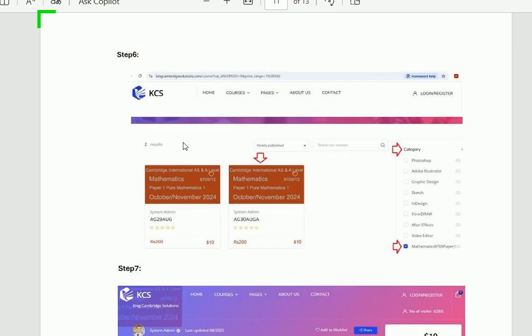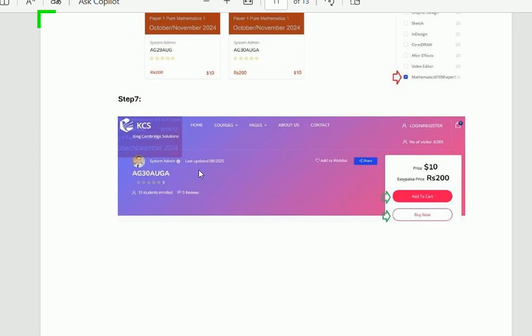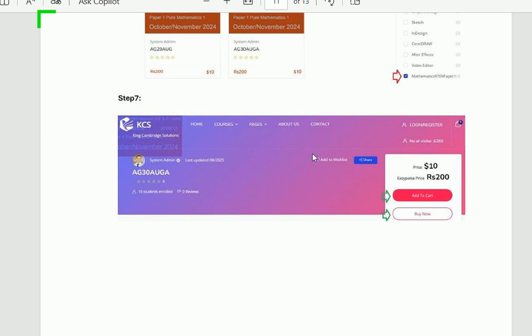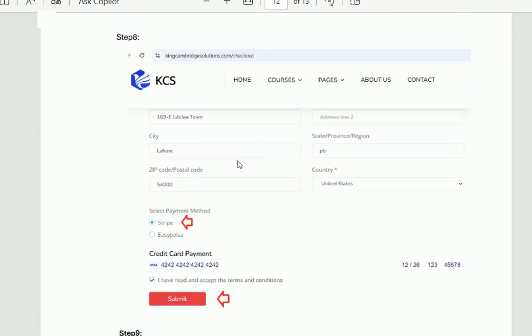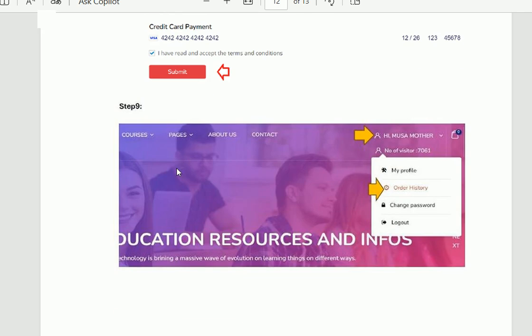When you click on any course, you will find this interface. Click on add to the cart, and after that click the buy now button. When you click the buy now button, you will find this interface. Provide all the fields of the Stripe. When you click on submit, your course will be shown in the order history of your account.